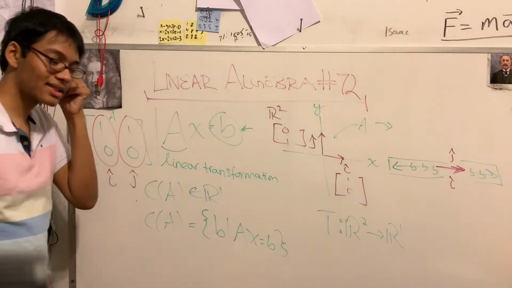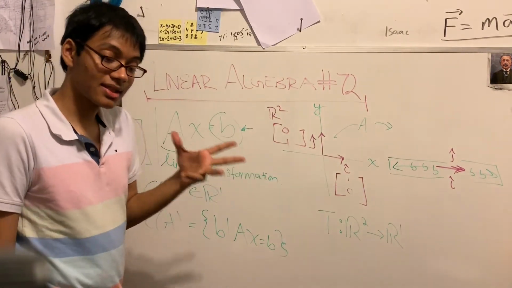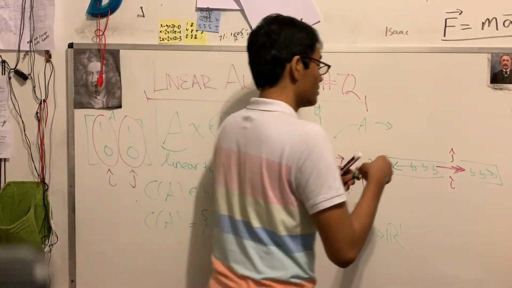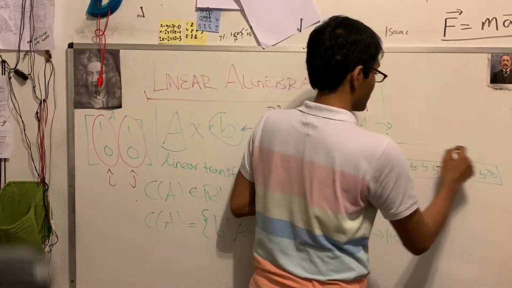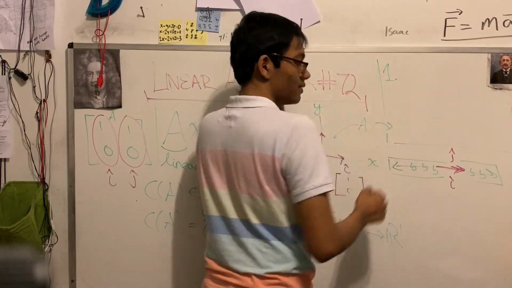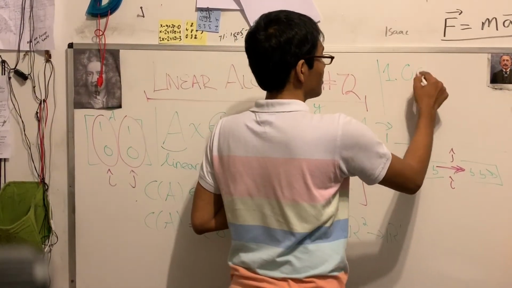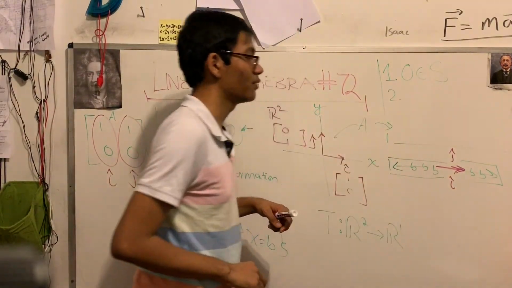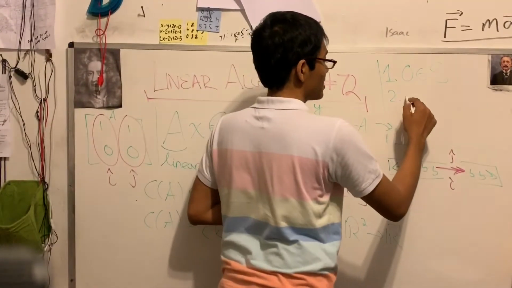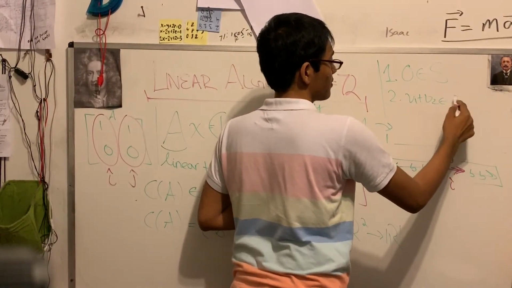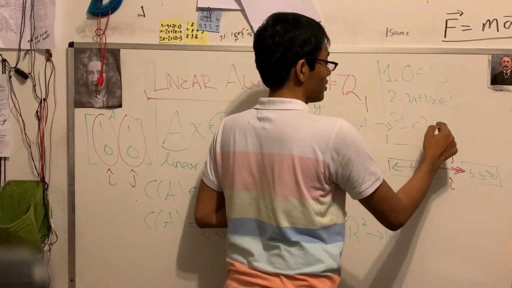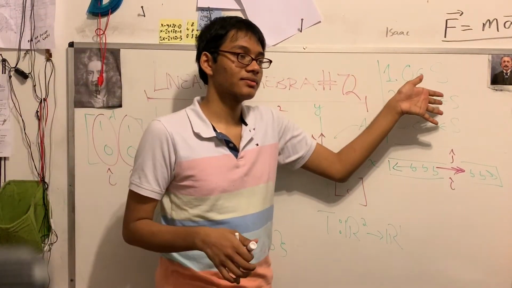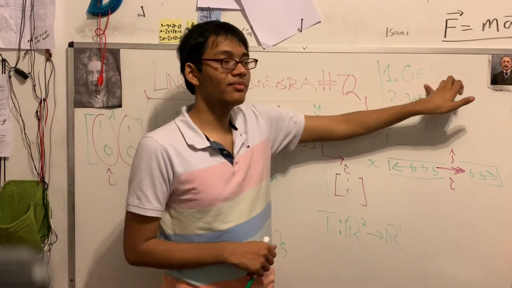A subspace is just, remember, a vector space that satisfies three properties. What are the three properties that every vector subspace follows? The zero vector is an element of the subspace. The subspace is closed under addition, and closed under scalar multiplication. That's what a subspace is.